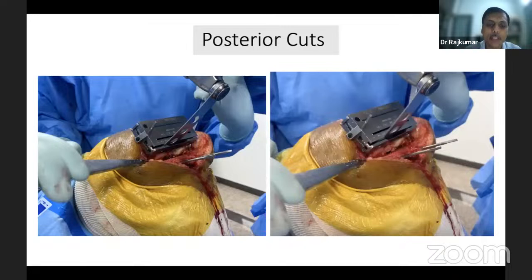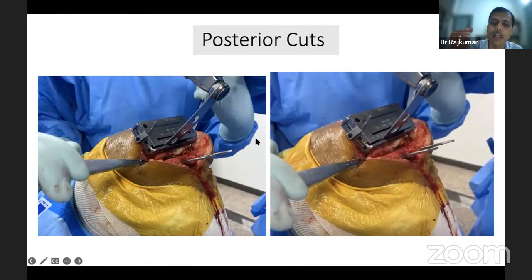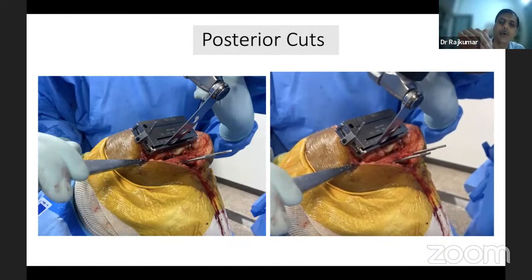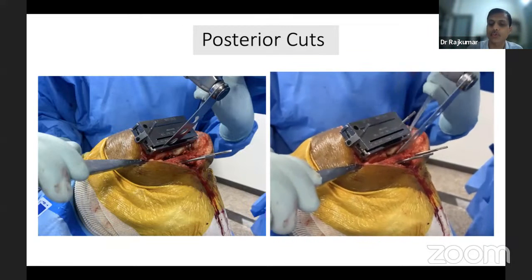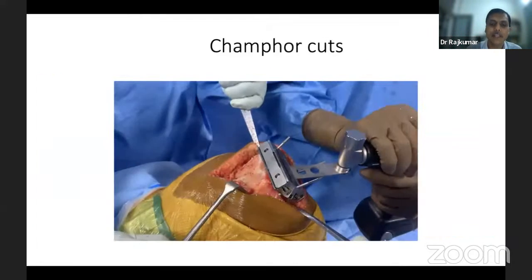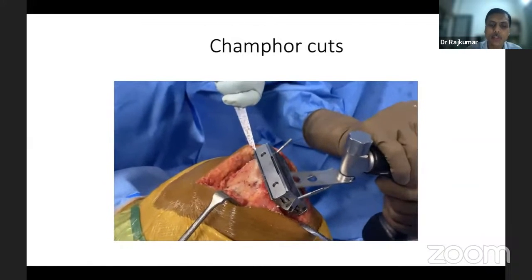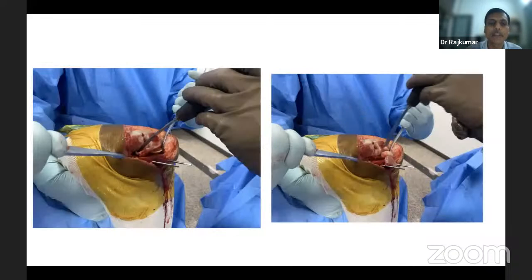And for the posterior cuts, again, when you're doing that, make sure your Homans are protecting the medial collateral and the lateral collateral. And once you start doing the posterior cuts, I always try to hit the bone so that the moment the cut is taken, it will give way. So that means you have to stop. Then the chamfer cuts, again, the protection has to happen, and then do it very carefully.